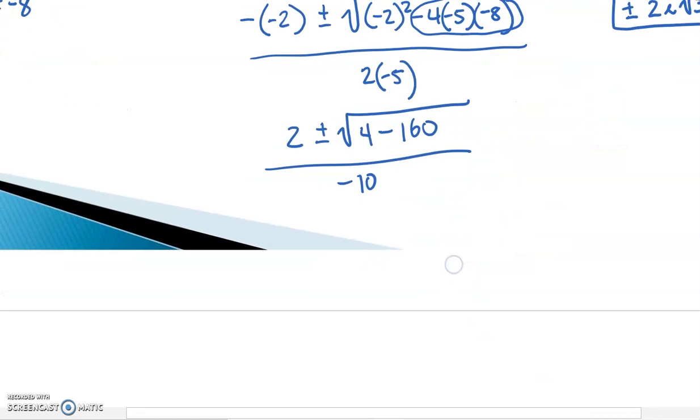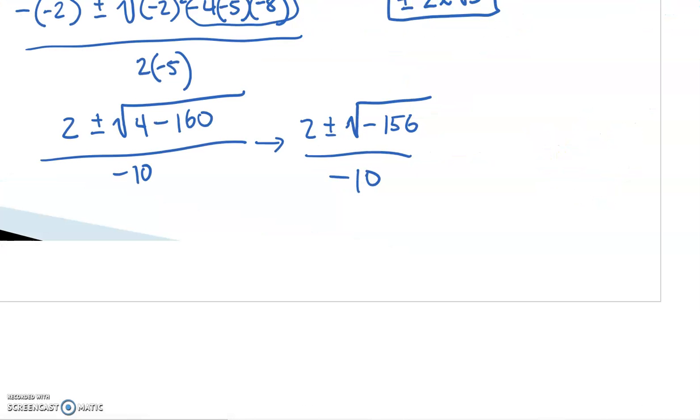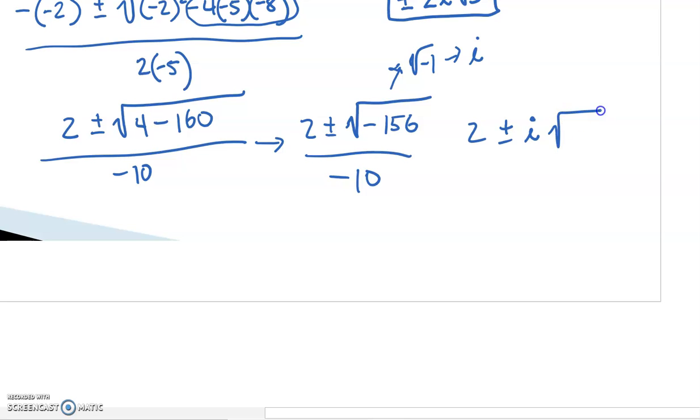Let's simplify the square root. So I have 2 plus or minus the square root of 4 subtract 160, which is -156, all divided by -10. Okay, let's keep simplifying the square root. We can see that it's negative, so we're going to pull that out, right? So I'm going to say 2 plus or minus, so the negative comes out and it becomes i, remember? Because if I pull out square root of -1, that's just i. And then times square root of 156 divided by negative 10.